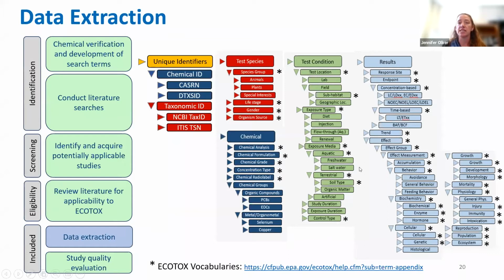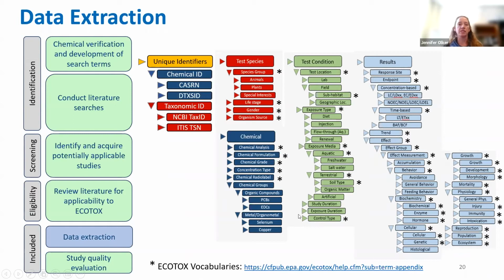And then as far as test conditions shown in green here, we have a wide variety of measurements to get at what was the exposure conditions, experimental design, etc. So you have, was it done in the lab or the field? What type of exposure type was it? What type of exposure media? How long was the study duration? How long was the organism exposed to that compound? And was there a control or not?